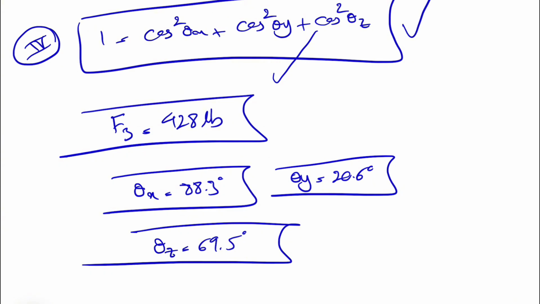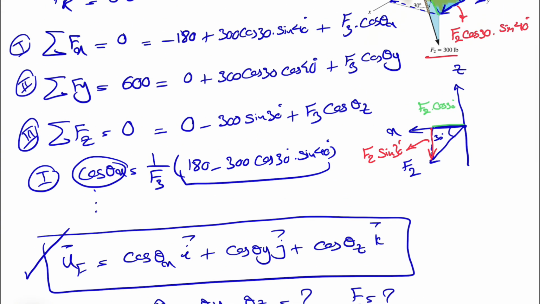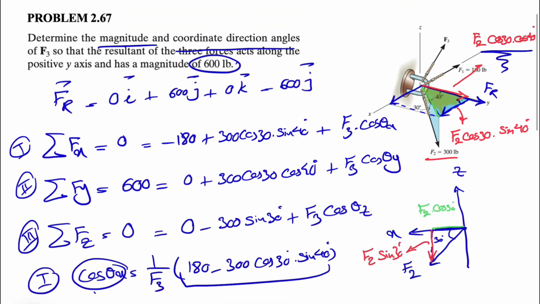After that, if we put F3 in each of these three equations, we only end up with one unknown, so you just have to do the cosine inverse of that value, which gives you theta x, theta y, and theta z. And we should be good to find the coordinate direction angles.